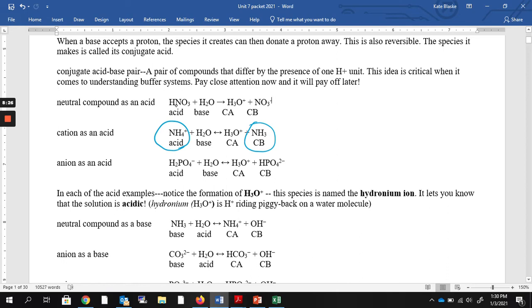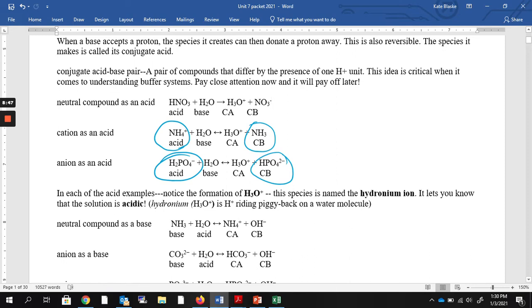We also can have negative ions or anions acting as acids. Here I've got H2PO4 minus. That's one of those polyprotic acids. It's got more hydrogens to give away. So when it gives away one more proton, it turns into HPO4 minus.